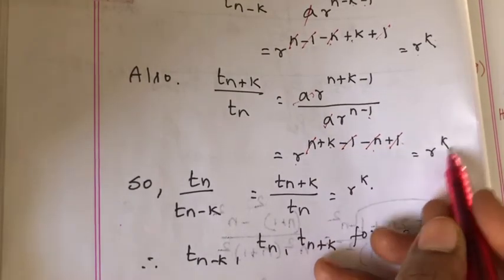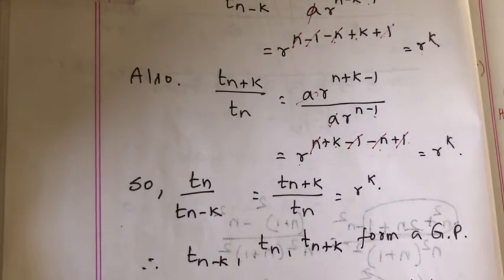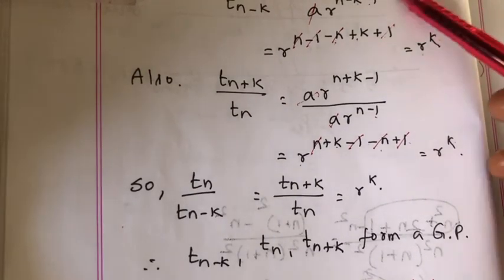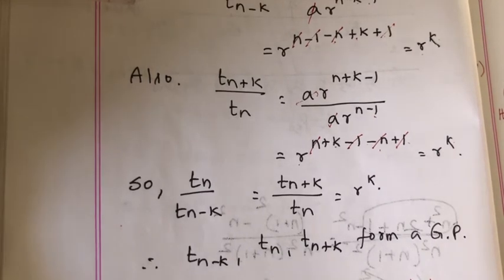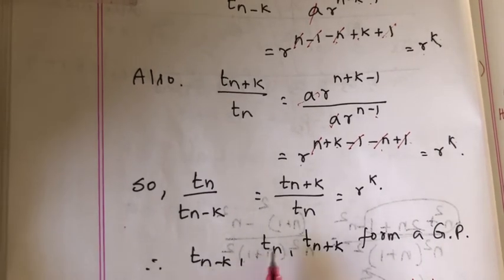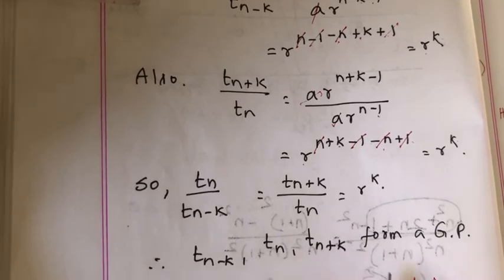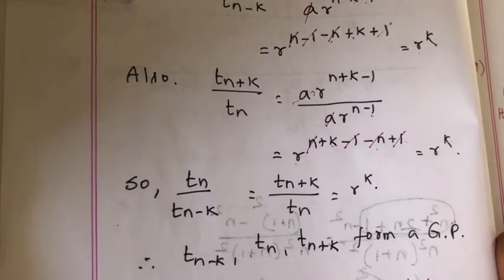So, r power k. So, the common ratio for these two is equal and it is r power k. So, we can tell that T power n minus k, Tn and Tn plus k form a GP.